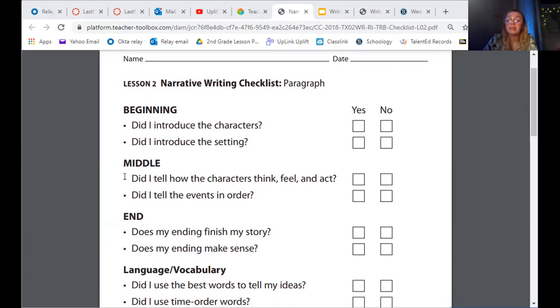For the middle, did I tell how the characters think, feel, and act? Okay, so go to page 64, check your middle. Did you tell how the characters think, feel, and act? If yes, then we're all good. If no, pause your video, fix it, and come back. Did I tell the events in order? If yes, you're good. If no, pause the video, fix it, and come back.